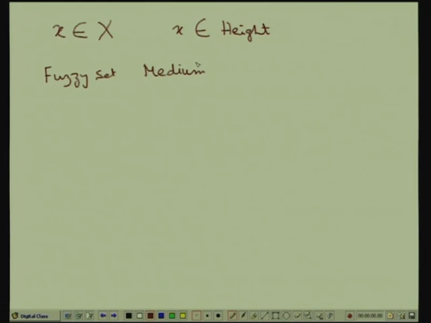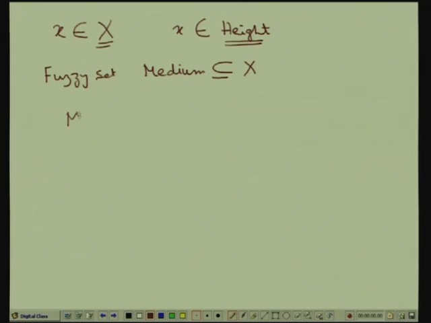Now, I have an element x belonging to a universal set X. For example, some element x belonging to the set height, which was a crisp set, as I was showing. Now, I am defining a fuzzy set, say medium height, or medium, which is a subset of this universal set height or X. These two are the same thing.